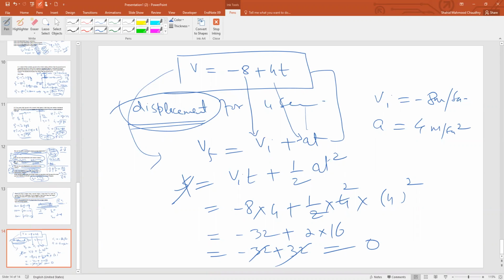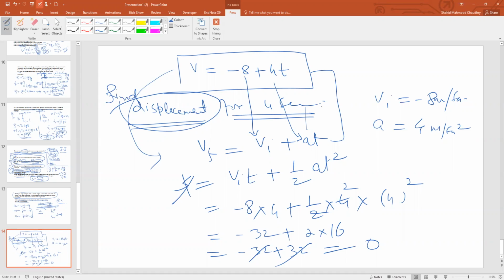Yes, doctor. Now Doctor, I have a question. How did you know that T is equal to 4? It is the given time. T is equal to 4 seconds. Find the displacement. I'm writing here: find displacement for T is equal to 4 seconds.